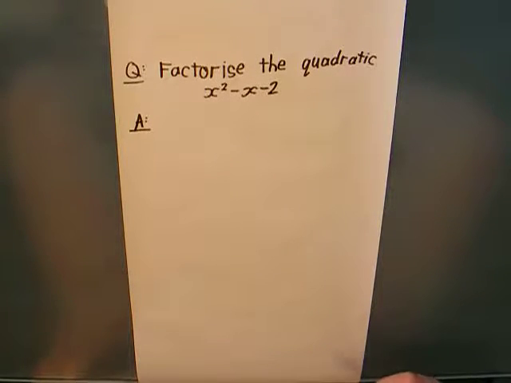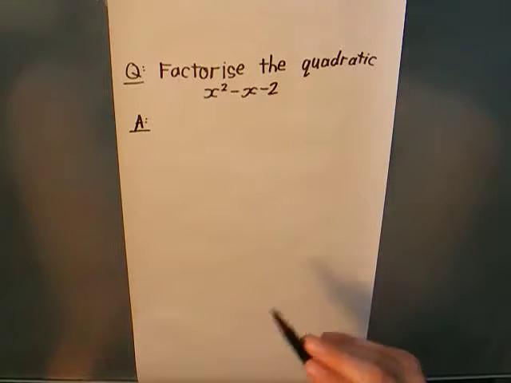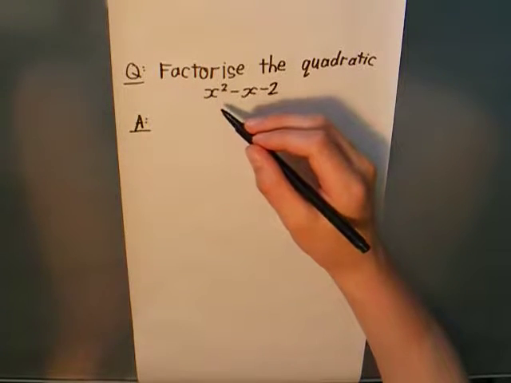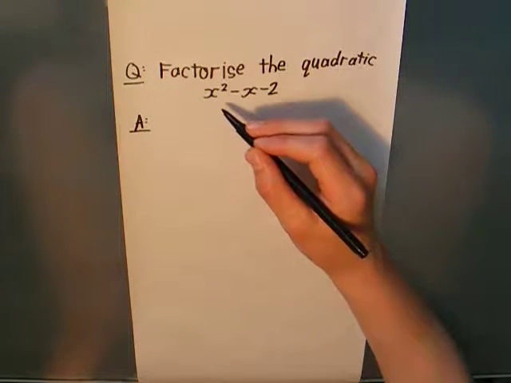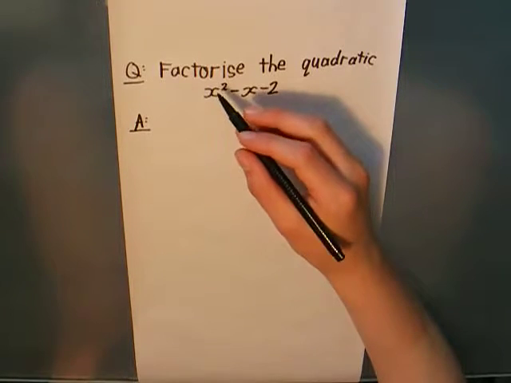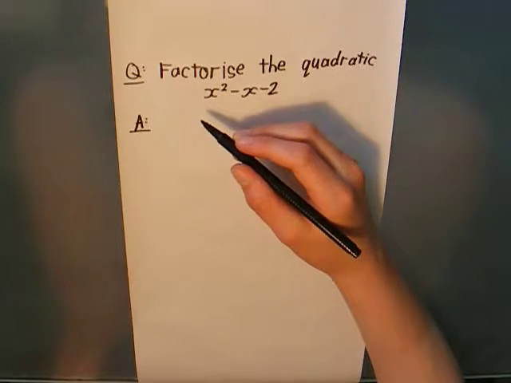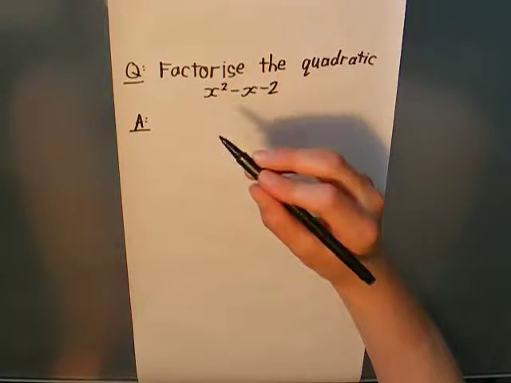So in this video I'm going to be teaching you how to factorise a quadratic when the coefficient of x squared is 1. Now this expression here, this is called a quadratic because the maximum power of x in it is x squared, and the coefficient of this x squared term is 1, which is the simpler case. The harder case where it's not 1 I'll cover in my next video.